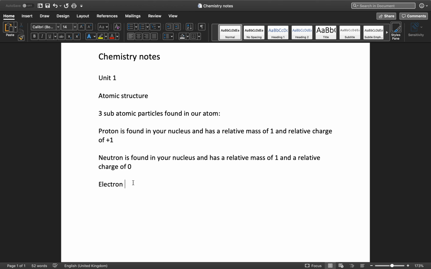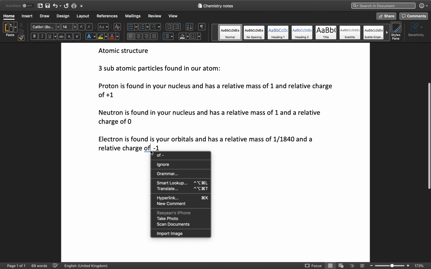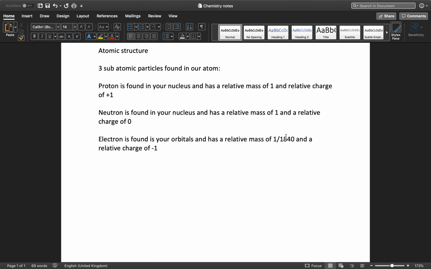So lastly, your electron is found in your orbitals and has a relative mass of 1 over 1840 and a relative charge of -1. Now I know I said 1 over 2000, which was taught in GCSEs, but I would advise you to remember 1 over 1840 because it just sounds more A-level-ish, if that makes sense.